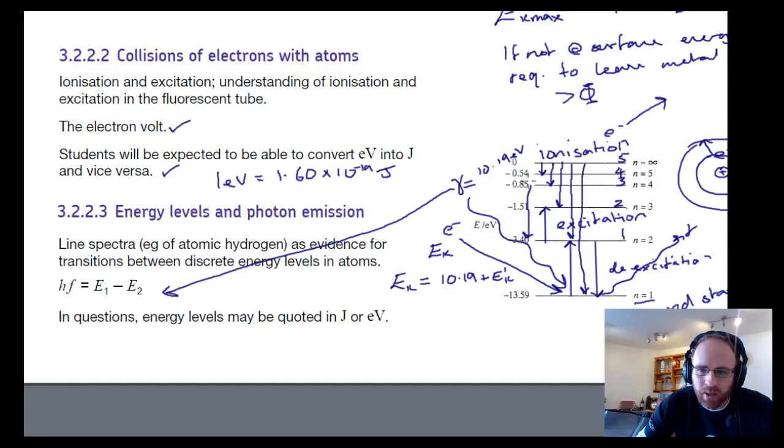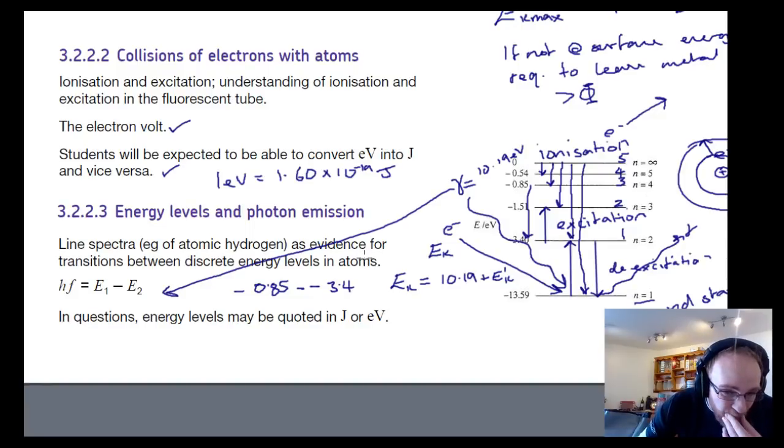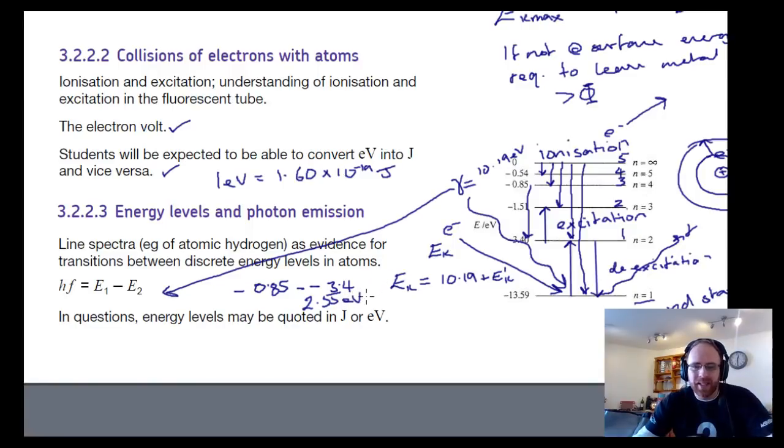Then my E1 is minus 0.85, and I get minus E2, which is 3.4, and that's going to give me 2.55 electron volts, and that's positive. That's energy leaving the atom. So my photon comes off like this. In questions, energy levels may be given in joules or electron volts. These are in electron volts. Just be careful you check the scale.